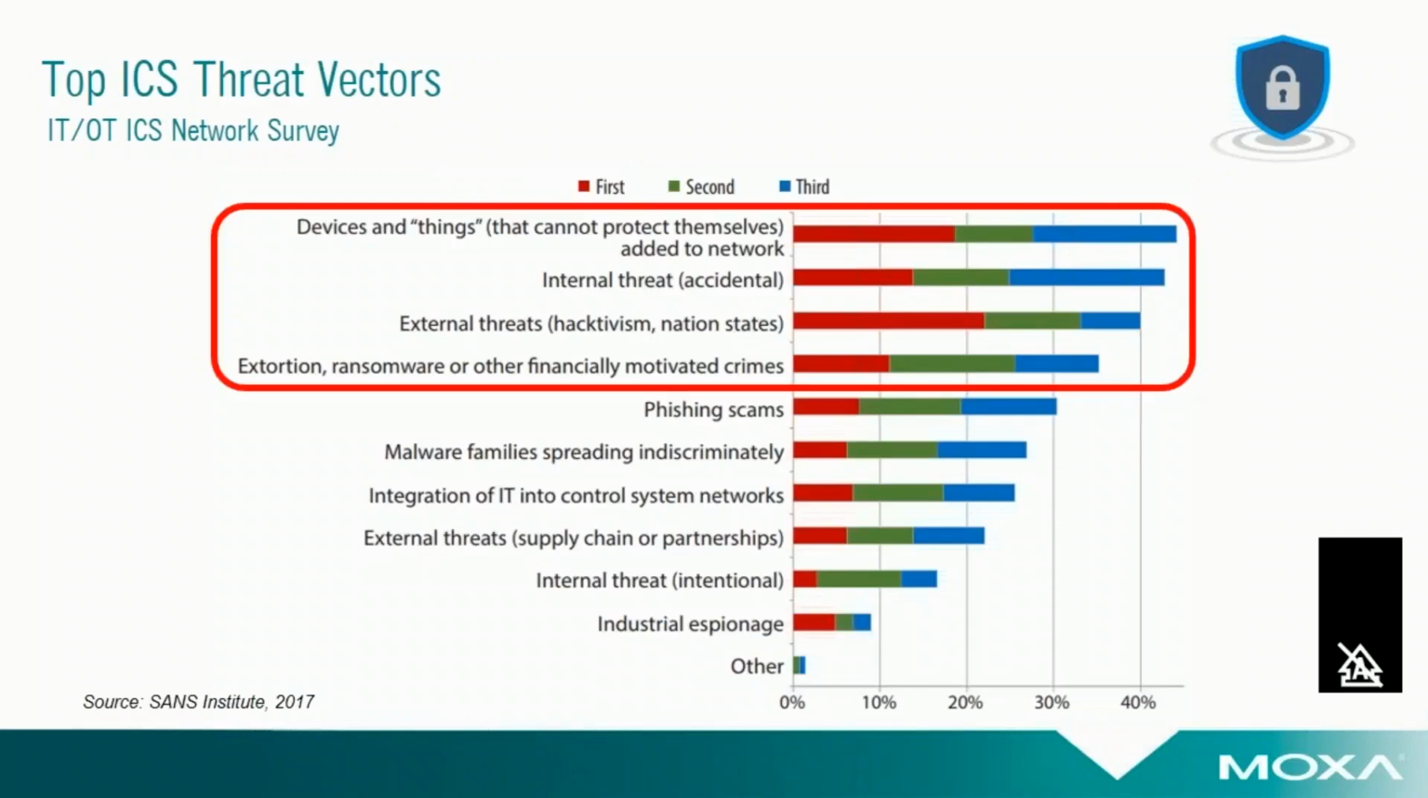In looking at the top 3 threat vectors, devices and things that cannot protect themselves is a top concern. This would include devices that don't have proper security features, legacy devices that were never designed to be networked, or devices with known vulnerabilities that are not patchable. Another top threat vector is internal or accidental threats, such as an employee plugging a laptop into an open port on the ICS and infecting it.